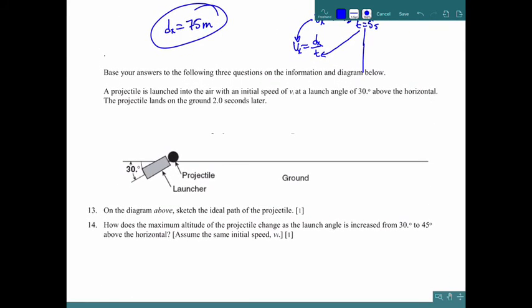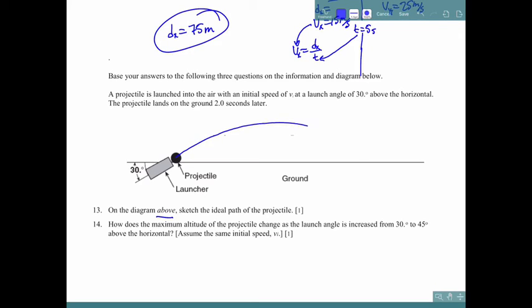A projectile is launched into the air with initial speed of vi. It doesn't say what the vix and viy are, but just vi, at an angle of 30 degrees above the horizontal. The projectile lands on the ground 2 seconds later. On the diagram above, sketch the ideal path of the projectile. So it's going to be like a parabola, like this. Boink, and that's all you have to do.